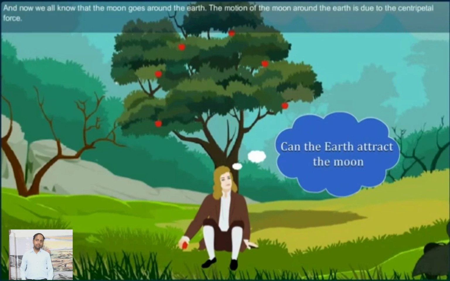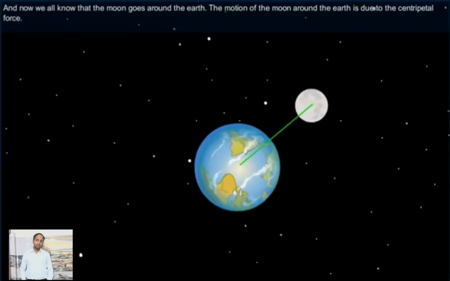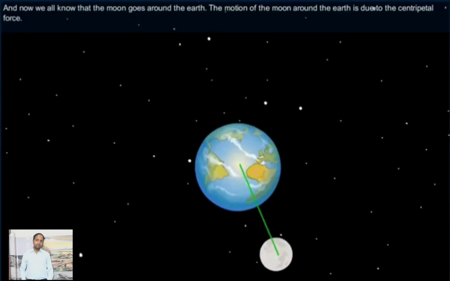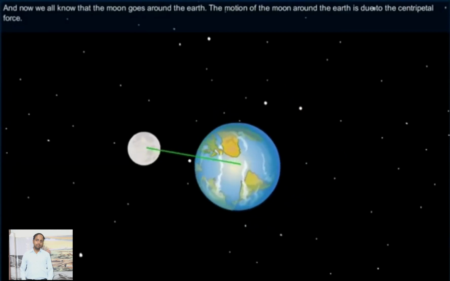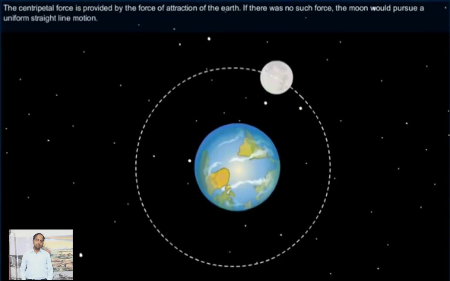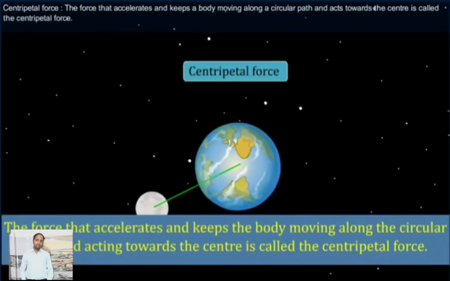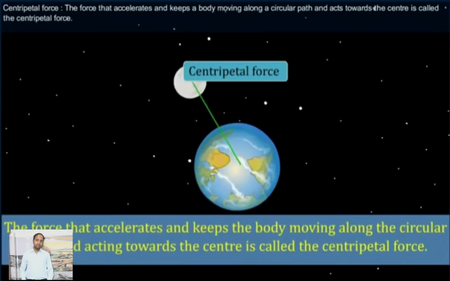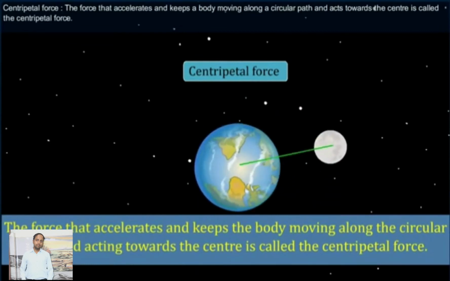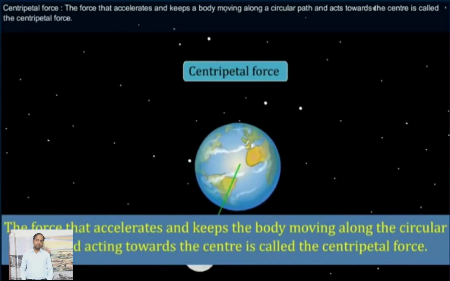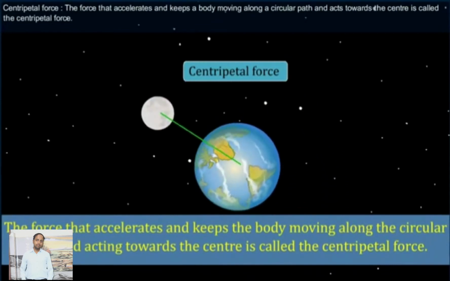And now we all know that the moon goes around the earth. The motion of the moon around the earth is due to the centripetal force. The centripetal force is provided by the force of attraction of the earth. If there were no such force, the moon would pursue a uniform straight line motion. Centripetal force: the force that accelerates and keeps the body moving along the circular path and acting towards the center is called the centripetal force.